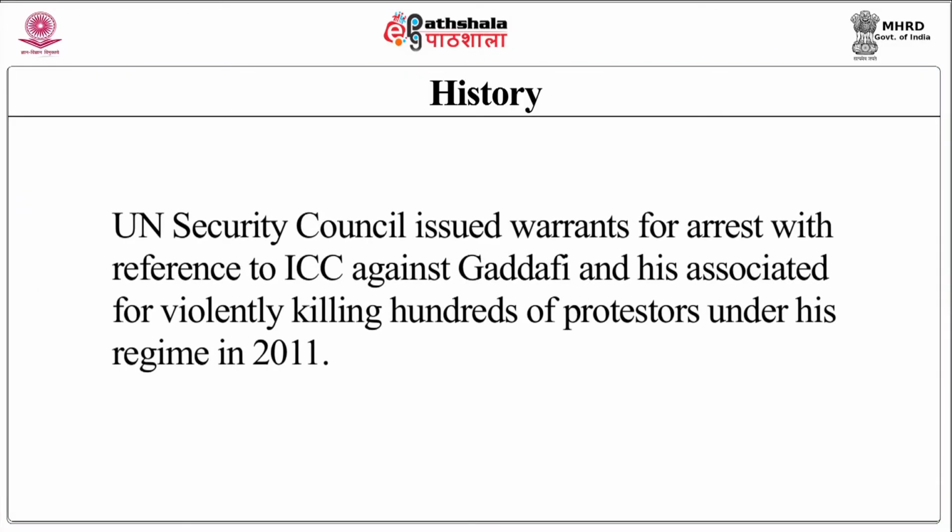Moreover, the presence of an ICC prosecution of crimes against humanity outside armed conflict can galvanize civil society groups and other national actors like embassy officials, lawyers and judges to place stronger pressure on their governments in light of the prosecutions. For instance, the UN Security Council issued warrants for arrest with reference to the ICC against Muammar al-Gaddafi and his associates for violently killing hundreds of protesters under his regime in 2011.